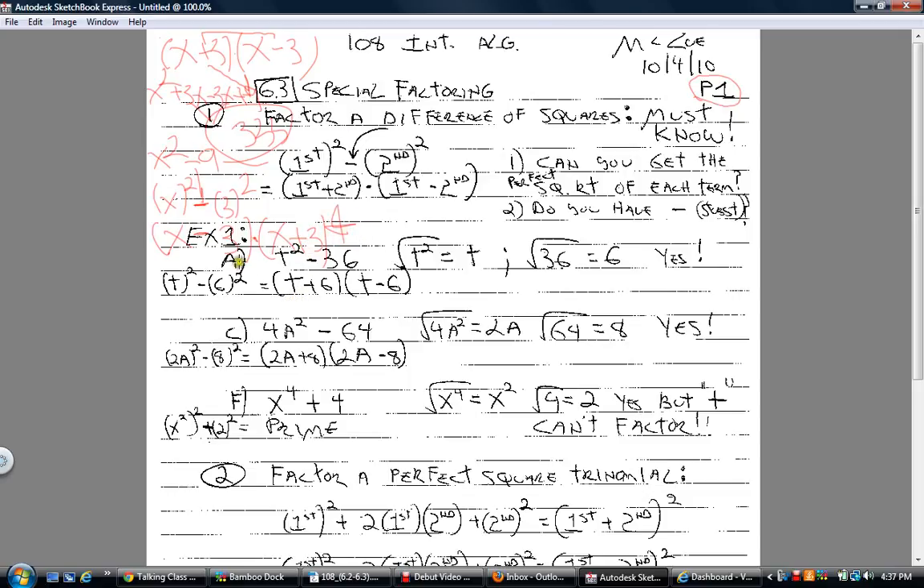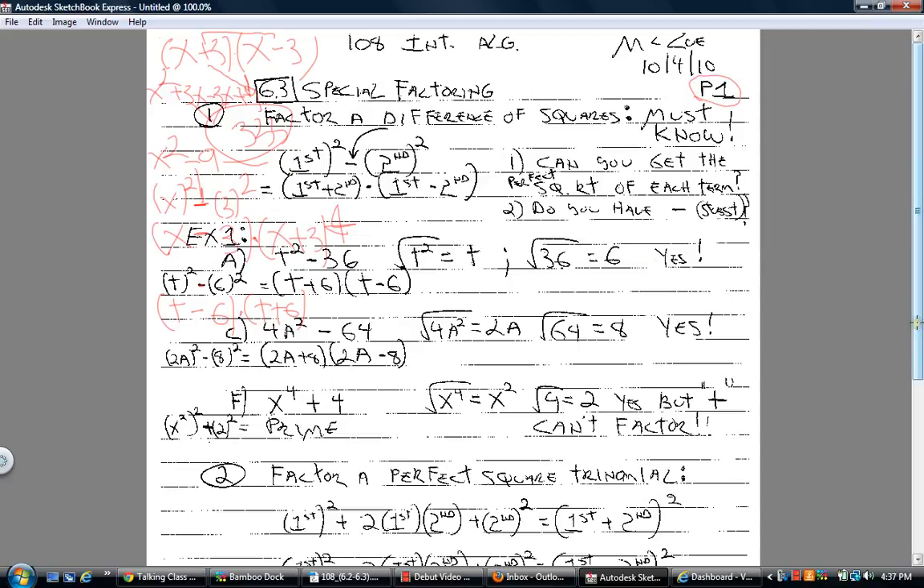So take a look at this example 1a. T squared minus 36. Can you take the square root of the first term? Yes. Do you have subtraction? Yes. Can you take the square root of the second term? Yes. Now I did it a little different in the notes, but the way I teach it in class, drop the first square root, drop the minus sign, drop the second square root, and write the conjugate. It doesn't matter which order you write the binomials, you'll get credit for them both ways. Okay, so that's the idea.